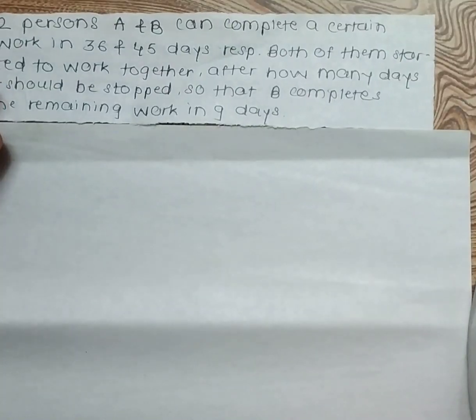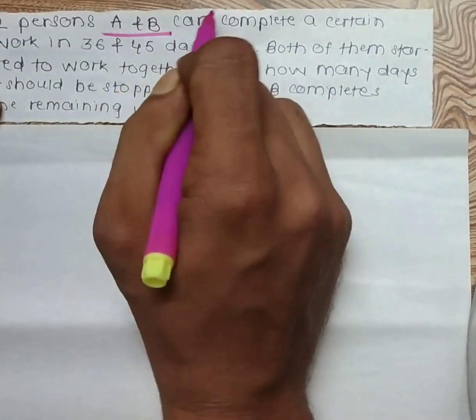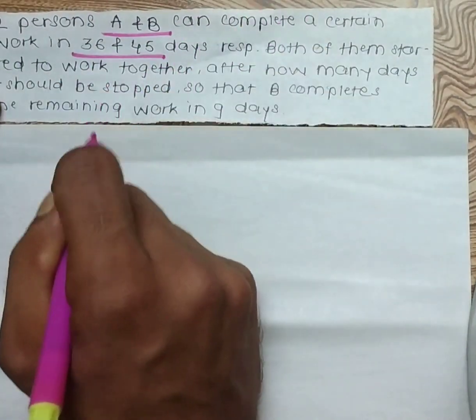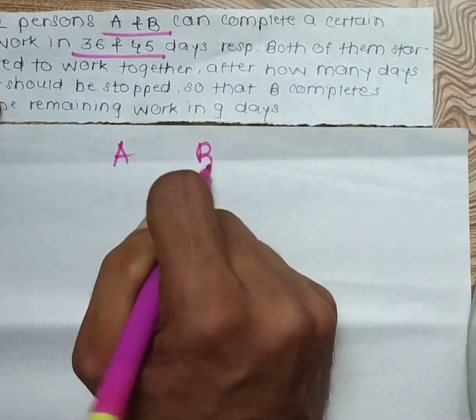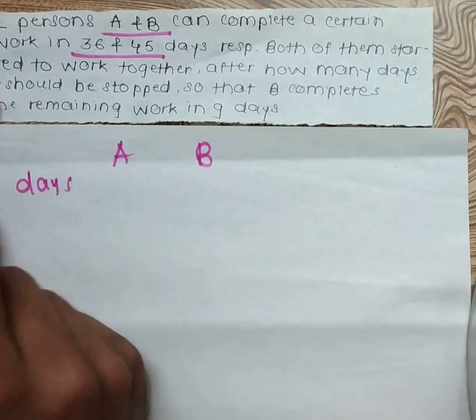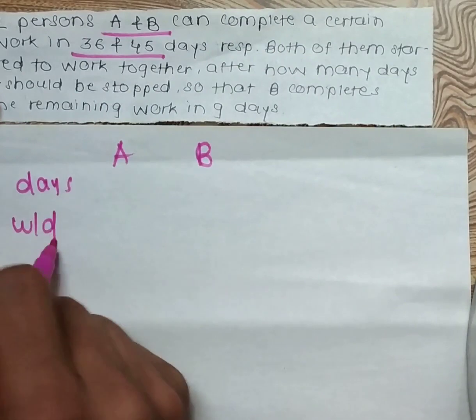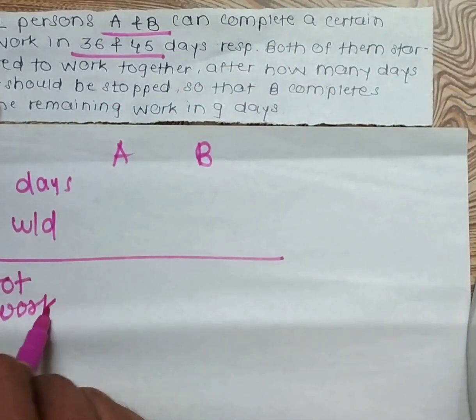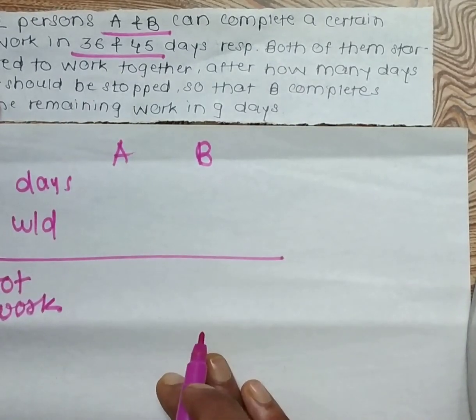Now let's see the next question. Two persons A and B can complete a certain work in 36 and 45 days respectively, means what? As we know, number of days into work per day is equal to total work. We know that this is a formula.